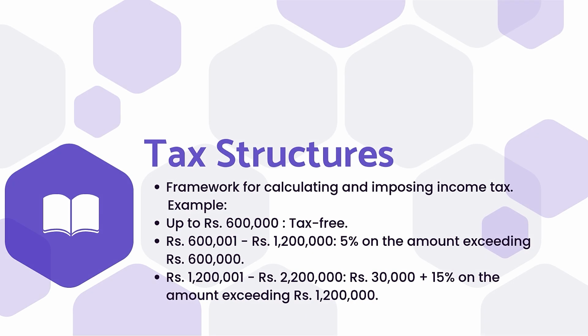Tax structure refers to the system or framework that determines how taxes are calculated and imposed on income. Salaried individuals are taxed based on income slabs. For example, income up to rupees 600,000 is tax-free. From rupees 6 lakh to rupees 12 lakh, 5% tax applies to the amount exceeding rupees 600,000. For income above 12 lakh to 22 lakh, a 30,000 fixed tax amount applies, plus 15% tax applies to the amount exceeding. Now, let's see how this works in the Payroll module.